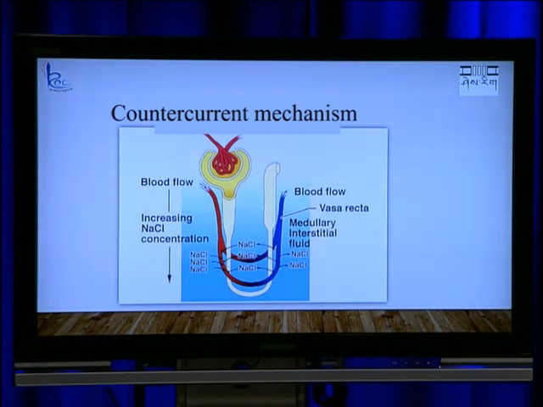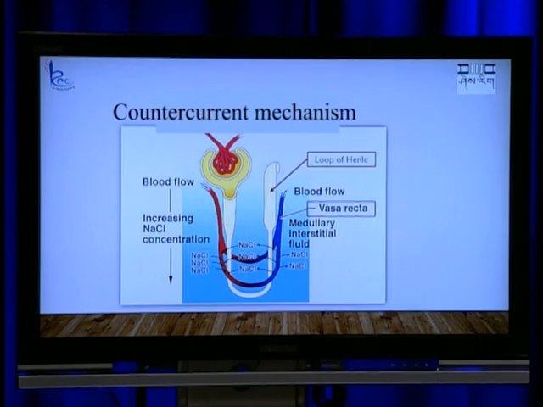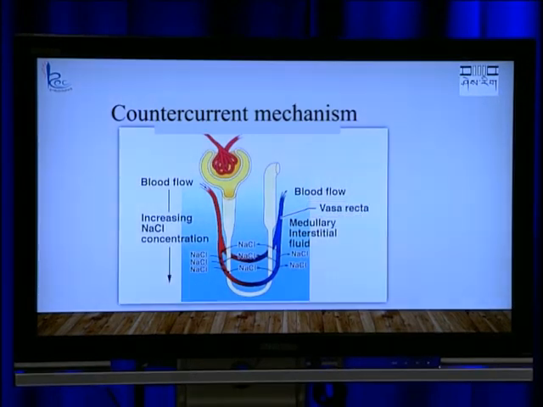For instance, let us look only at the loop of Henle. The filtrate, after it has passed from the Bowman's capsule, goes through the PCT and then through the loop of Henle. Loop of Henle has two parts, one is the descending limb and the other is the ascending limb. When the filtrate passes through the descending limb, it goes in a downward direction, while in the ascending limb it goes in an upward direction. As a result, the filtrate passes in opposite directions. That is why it is a countercurrent direction.